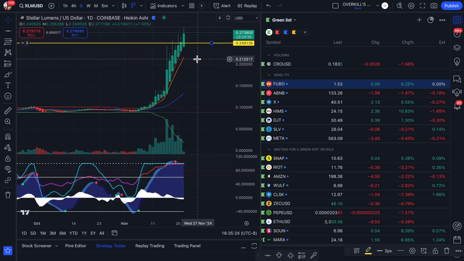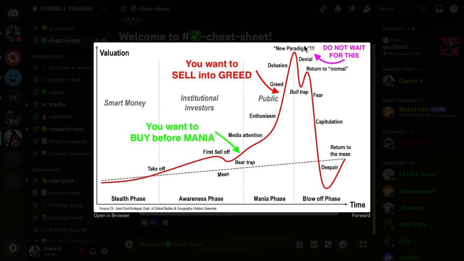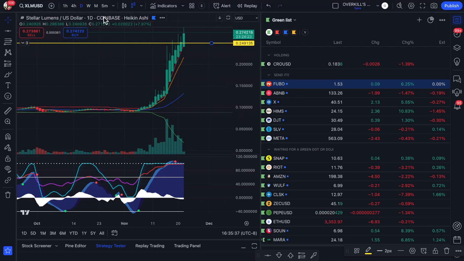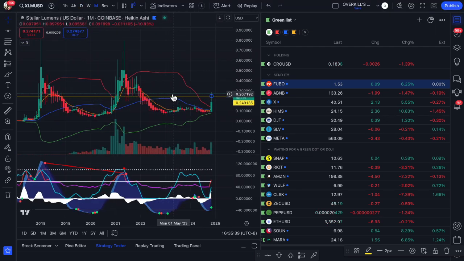I'm taking profits up in this area. Again, the goal is to never time the top. It's to get out right before they start screaming about it, right? And they're screaming about it. So I'm not saying XLM can't keep going here, but what I'm saying is you want to protect your gains, okay?